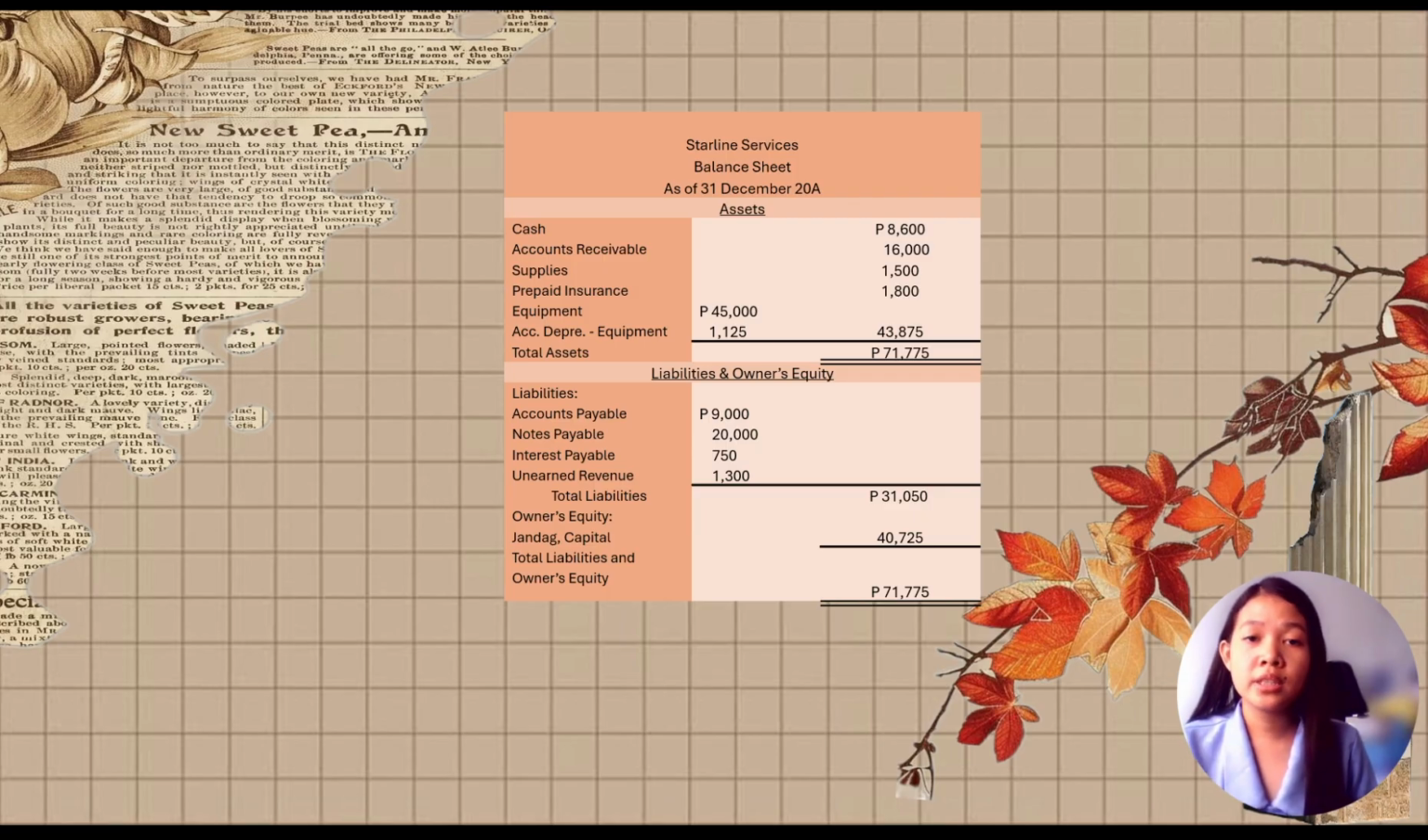This profit increased the owner's capital to 40,725 despite the 2,000 withdrawal, reflecting positive business growth. The balance sheet further indicates financial stability with 71,775 pesos in assets, supported by manageable liabilities of 31,050 pesos. Overall, the business is well managed, financially stable, and positioned for continued growth. So that's all.